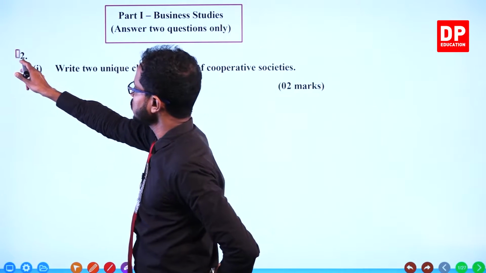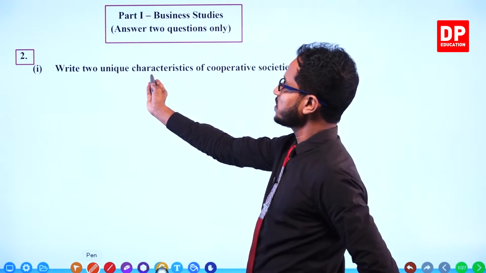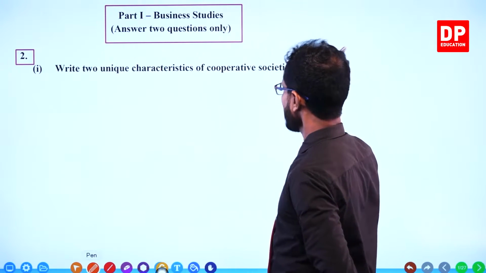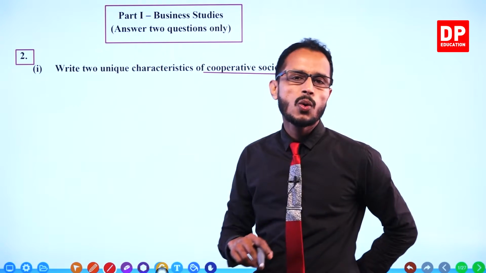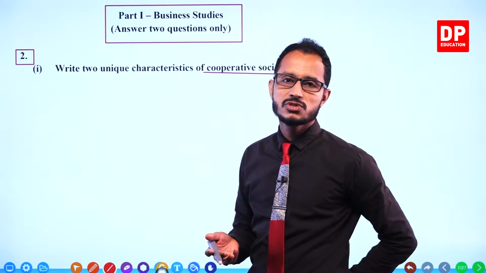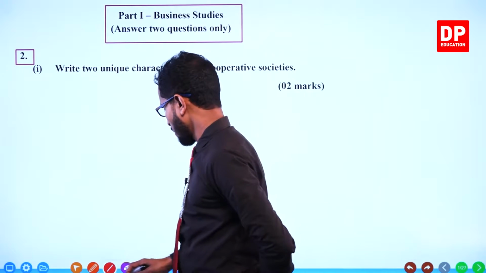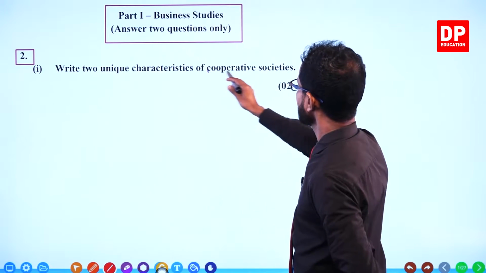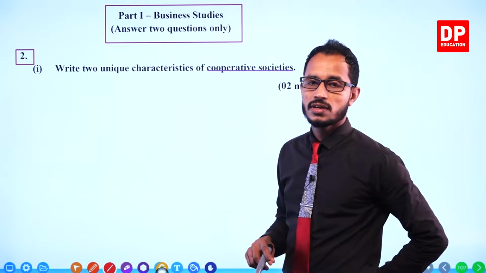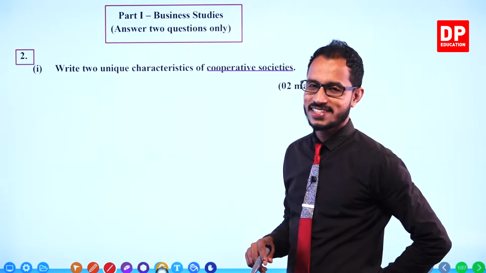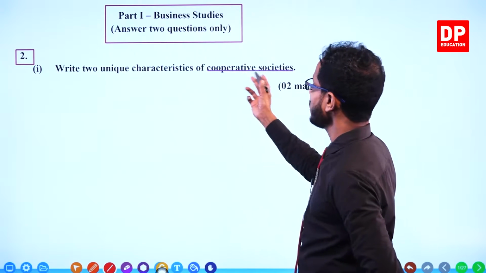Question number 2, first part. Write 2 unique characteristics of cooperative societies. Now, we have to think about these organizations, cooperative societies. How do you pronounce this? Cooperative societies.